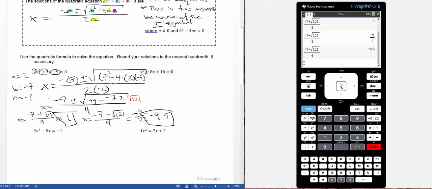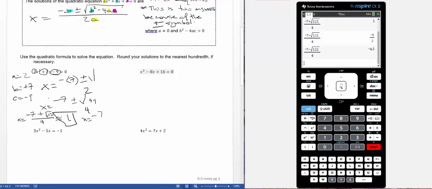Okay, let's try again. I'm going to erase a little bit here so I have some more room to work. The second example here has x squared minus 8x plus 16 equals 0. So what's a? a is whatever is multiplied in front of the x squared. There's nothing here. Well, there really is a hidden 1. b is whatever is multiplied in front of the x. That's a minus 8. And c is whatever constant term is by itself. It's positive 16.